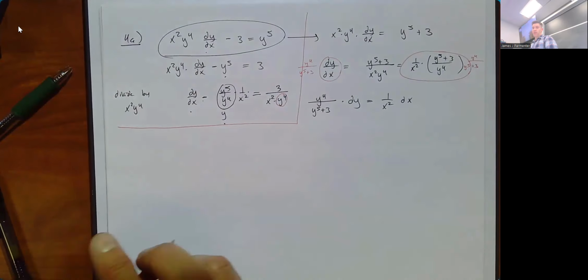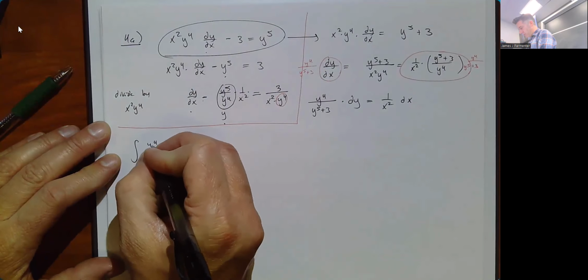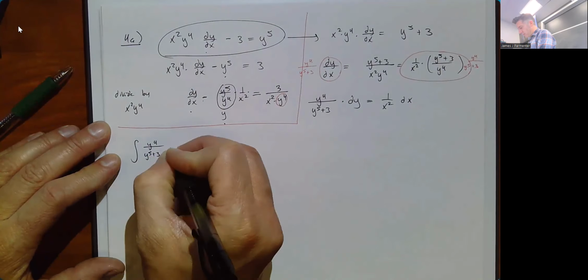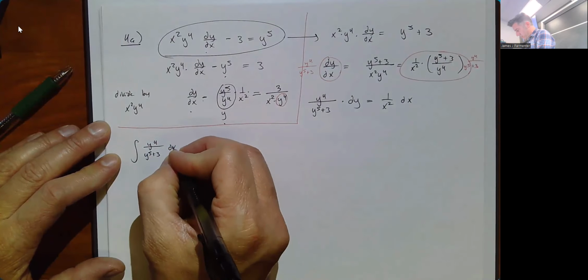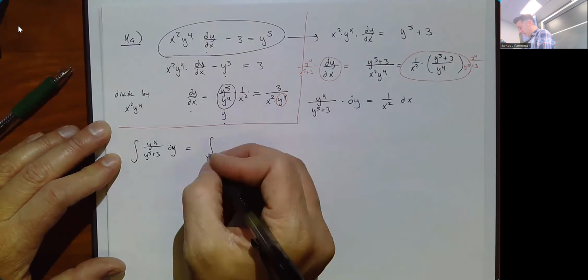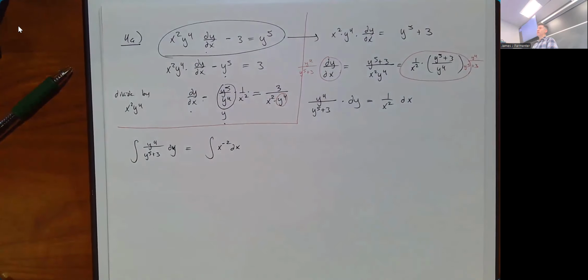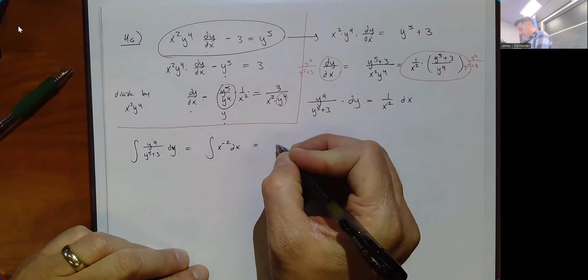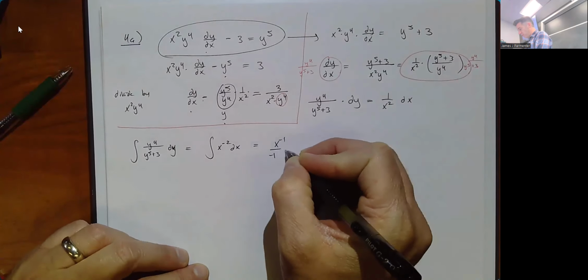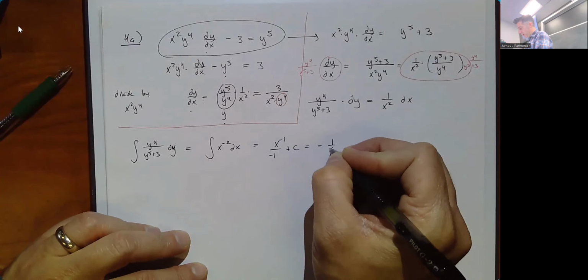And now we're ready to integrate both sides. So the integral of y to the 4th over y to the 5th plus 3 dy should equal the integral of, holy smokes, I should rewrite this as x to the -2 dx. One of these is pretty easy. They're both not terrible, but the right-hand side is a straight shot. We know how to integrate that. This right-hand side is going to be x to the -1 over -1 plus c, which I would encourage you to write as -1 over x plus c.